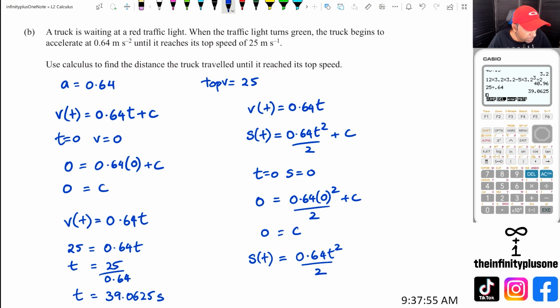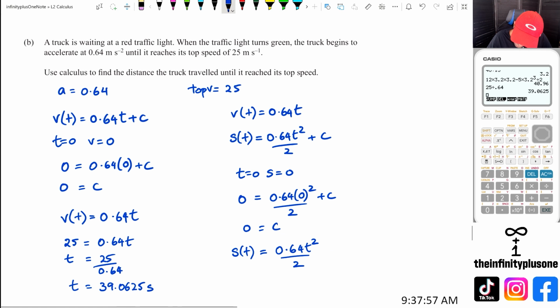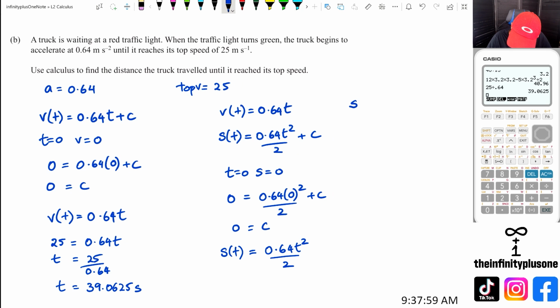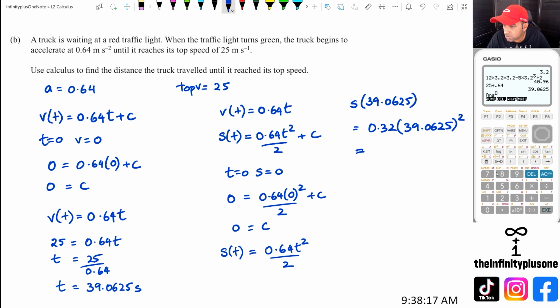Now all I need to do is work out the distance at 39.0625, which equals 0.64 over 2, which is just 0.32. I should have done that before. Times t squared, which is 39.0625 squared. So let's just go this squared multiplied by 0.32. So that's going to give me 488.3 meters.